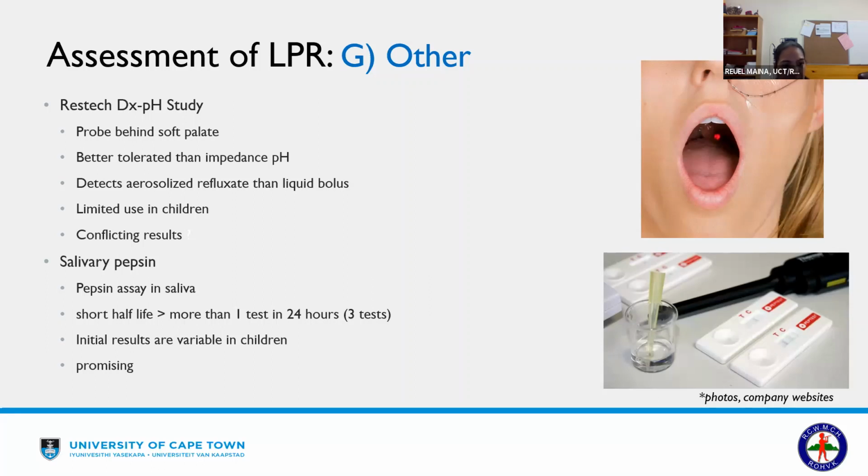The other test that you can do is looking at salivary pepsin, where you can actually do a bedside test where pepsin assays are looked at within the saliva. The initial results are variable with this test in children, but this could be something that, if more studies are done, could be a good test specifically for the pediatric population.